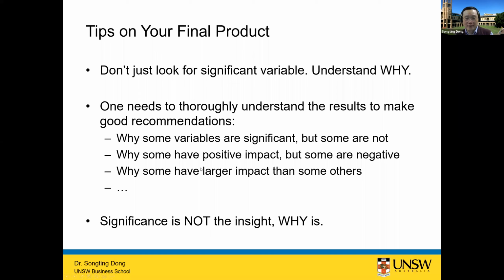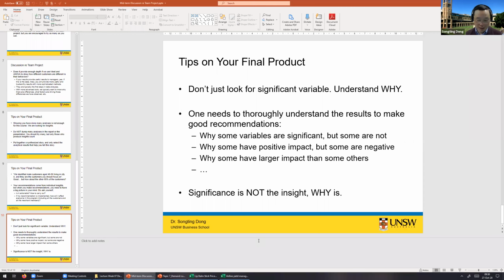You need to understand why there's a positive, why there's a negative. They could be significant, but you expect a positive significant and it turns out to be negative significant. You need to understand why. The unexpected results are very informative. Some impacts are larger than others, and why? So significance itself is not the insight. Why it is significant, why it's positive or negative, why it's large or small, that is the insight. All right, so those are some common questions I put together. Do you have some other questions for me?